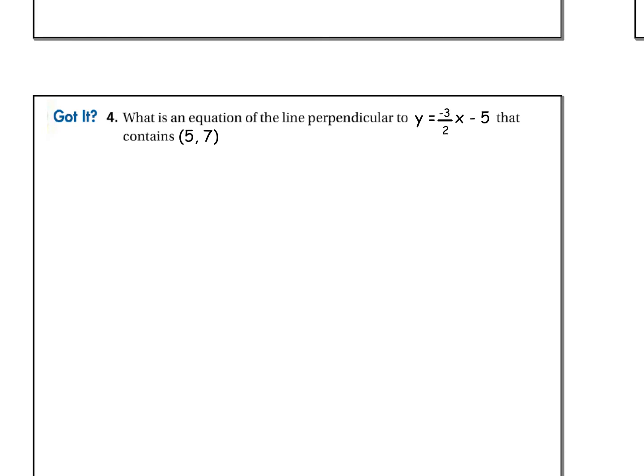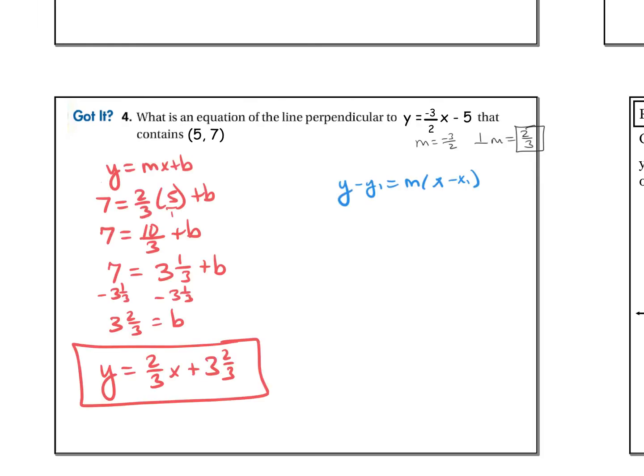Okay, so we got another one. Work with your group on this, and then we'll go over it when you finish. So we're going to do y minus the y coordinate, which is 7, equals the slope times x minus the x coordinate, which is 5. Now we're just simplifying this to solve for y. So the first thing you do is you distribute in. So I get y minus 7 equals 2/3 x. And then the minus, this is really 5 over 1, so I'm doing 5 times 2 over 3 times 1. And then I just add 7.